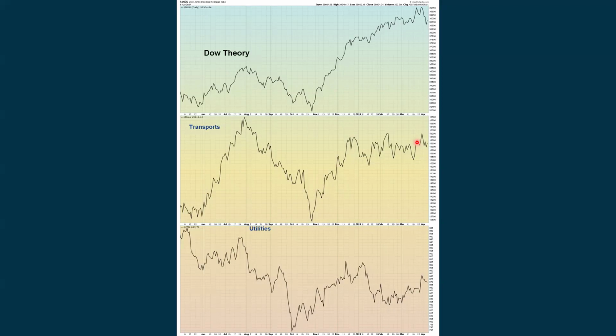If we're actually seeing the economy shifting over to an environment that may help the transports, then we eventually want to see the transports going up, setting a new all-time high, and that would be a Dow theory confirmation. But we're not seeing that yet, and the utilities have been under some weakness lately.